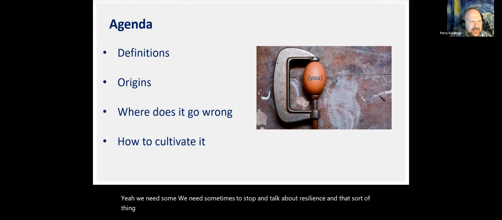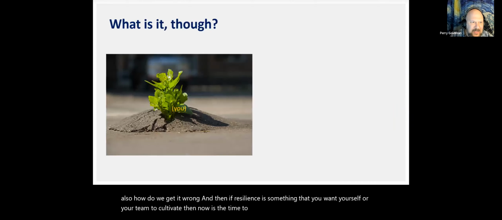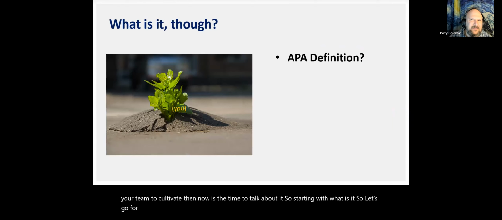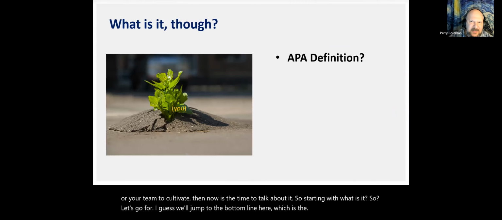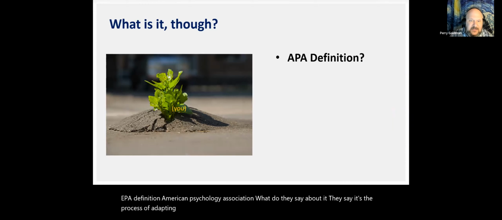So here's what we'll talk about today: not just definitions, where they come from, and so on, but also how do we get it wrong? And then if resilience is something that you want yourself or your team to cultivate, then now's the time to talk about it. So starting with, what is it? Let's jump to the bottom line here, which is the APA definition, American Psychological Association. They say it's the process of adapting well in the face of adversity, trauma, tragedy, threats, significant sources of stress, something like that. So a lot of people think, oh, that means you can bounce back.